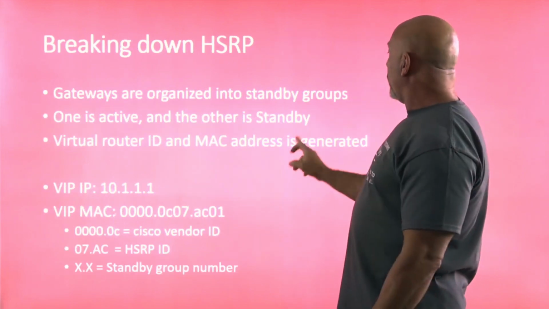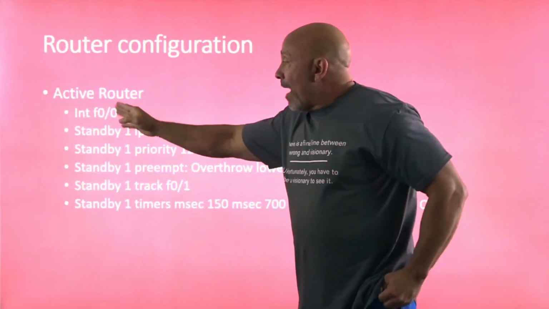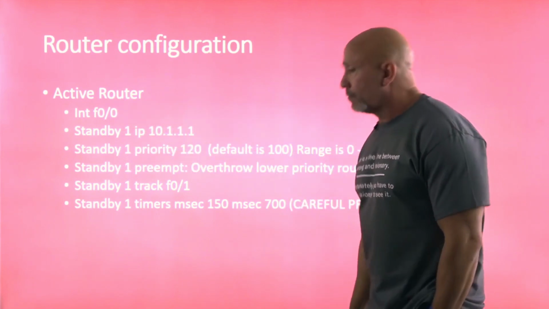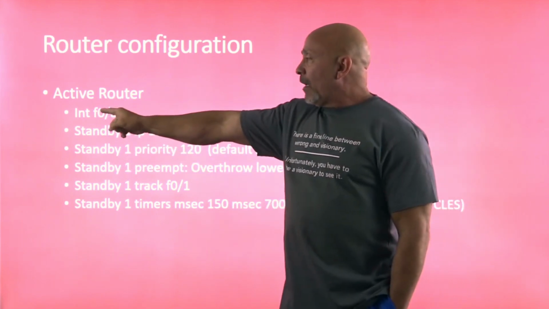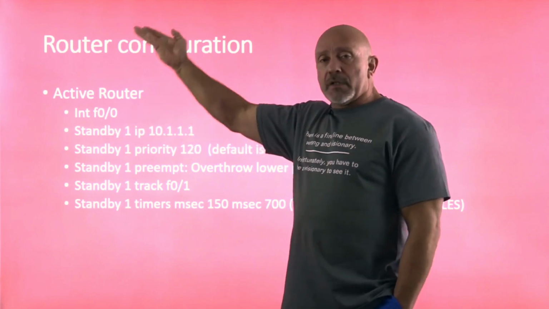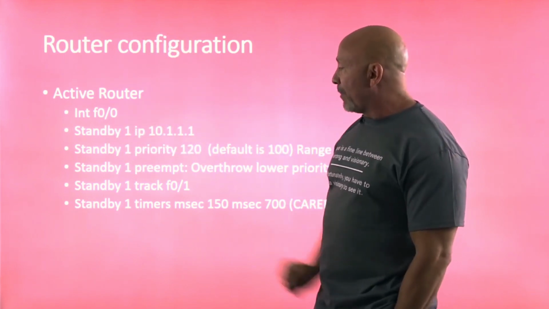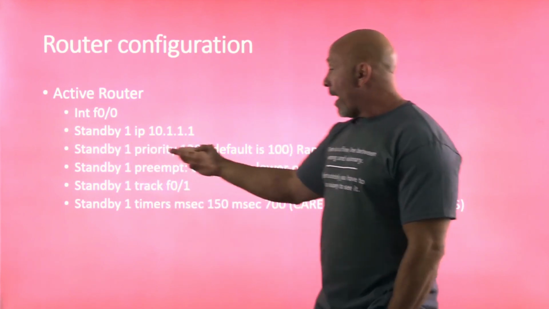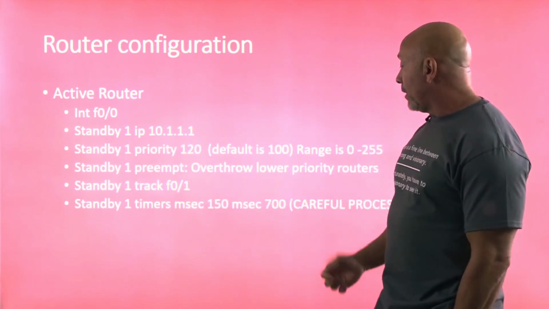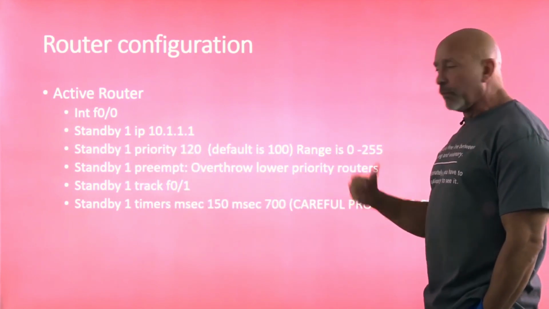Redundancy is not, no, wait a minute, I went backwards. There you go. You have the active router. There's your configuration right here. Interface, whatever, F0/0, G0/0, whatever it is you're using. Standby 1, that's the group number. This is the VIP, the virtual IP address. Priority 120, default is 100. And here's the range that I just told you, 0 to 255.